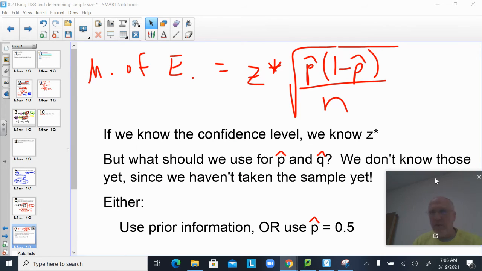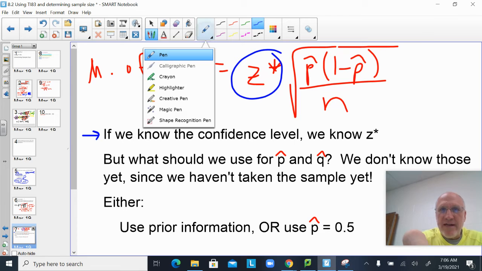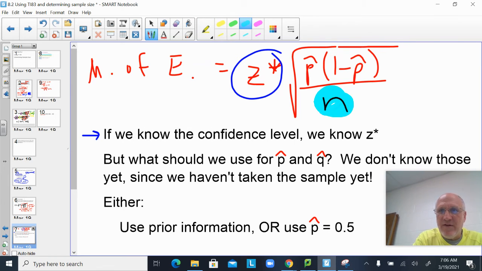So there's this formula for just the margin of error, Z star times the square root of P hat Q hat over N. As far as what numbers we know, first, if we know the confidence level, we know Z star. If it wants us to be 95% confident, I know that's 1.96. If it's 90% confident, that's 1.645. You need to know those numbers, but the problem will tell us the confidence level, so we'll have a number for Z star, which is good. Obviously, we're trying to solve for N, so we will not have a number there.